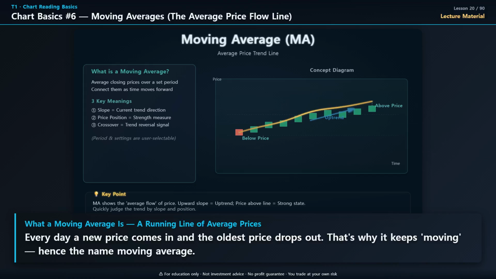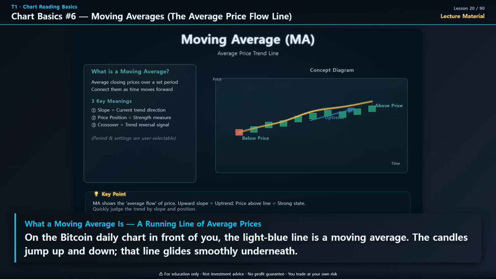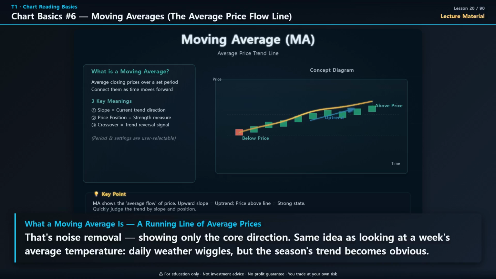Every day a new price comes in, and the oldest price drops out. That's why it keeps moving. Hence the name moving average. On the Bitcoin daily chart in front of you, the light blue line is a moving average. The candles jump up and down. That line glides smoothly underneath. That's noise removal, showing only the core direction. Same idea as looking at a week's average temperature. Daily weather wiggles, but the season's trend becomes obvious.